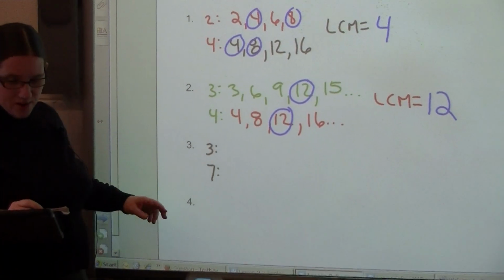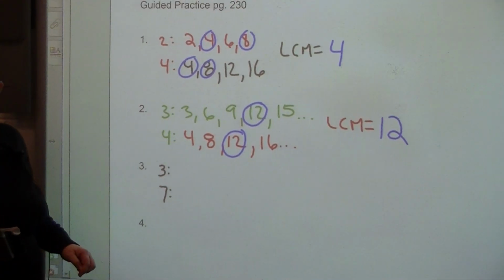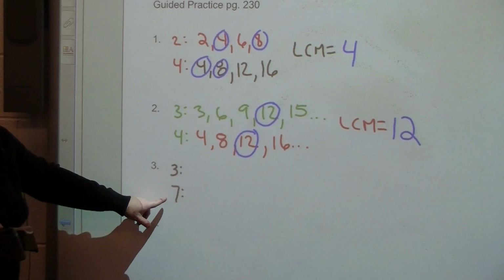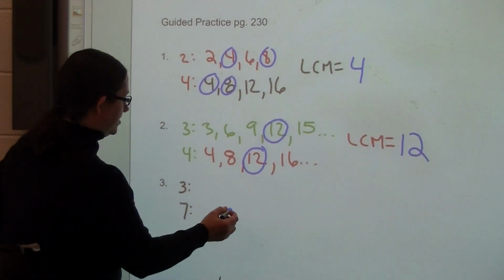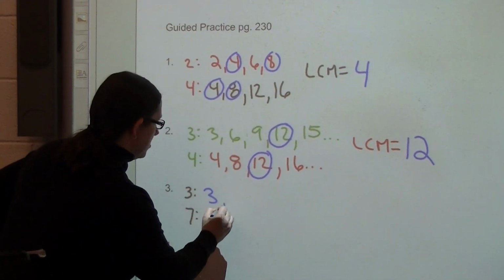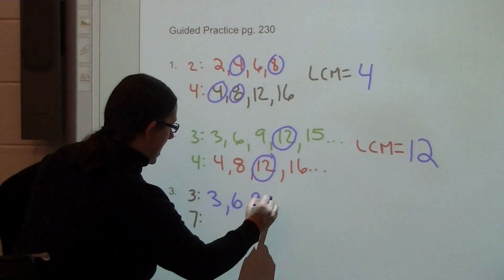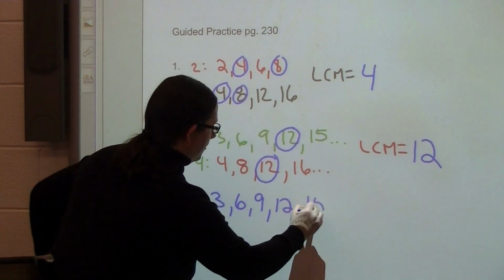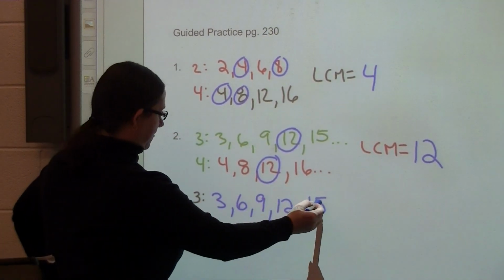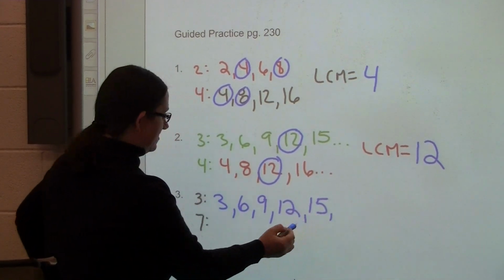Okay, fifth grade, let's do number 3. They want to find the LCM of 3 and 7. So let's list our multiples of 3. We have 3, 6, 9, 12, 15, because 3 times 5 is 15, and we can't stop there. We need to keep going.